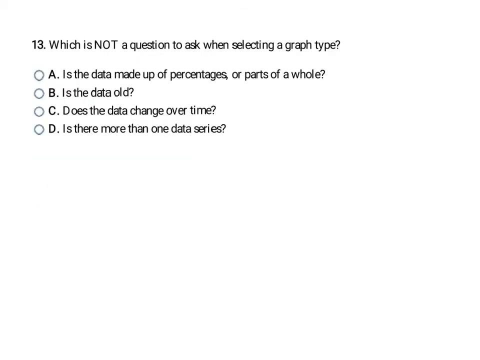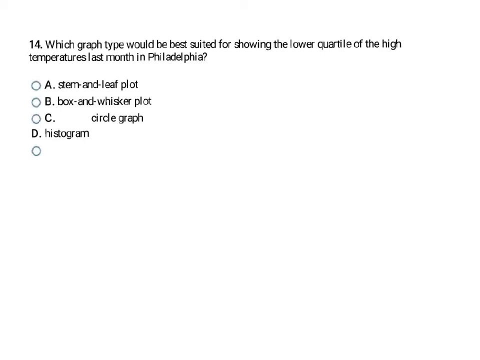This question says, which of the following is not a question to ask when selecting a graph type? So which one of these doesn't matter when you are picking a graph? Is the data made up of percentages or parts of wholes? Well, that one matters. Is the data old? No, it doesn't matter how old the data is when you're picking a graph. You don't pick a histogram over a line graph because it was 1950 versus 2005. So it's choice B. In the following questions, you have to pick the best graph.